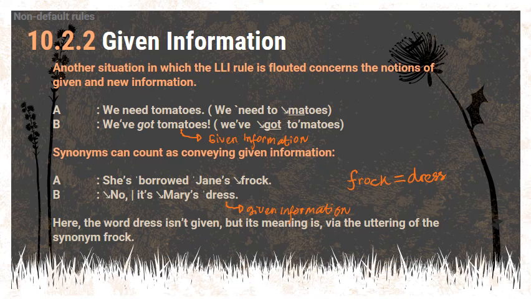And then synonym can count as conveying given information, as in these examples. She borrowed Jane's frock. Jane's frock? No, it's Mary's dress. Dress here is given information because dress has the same meaning as frock.